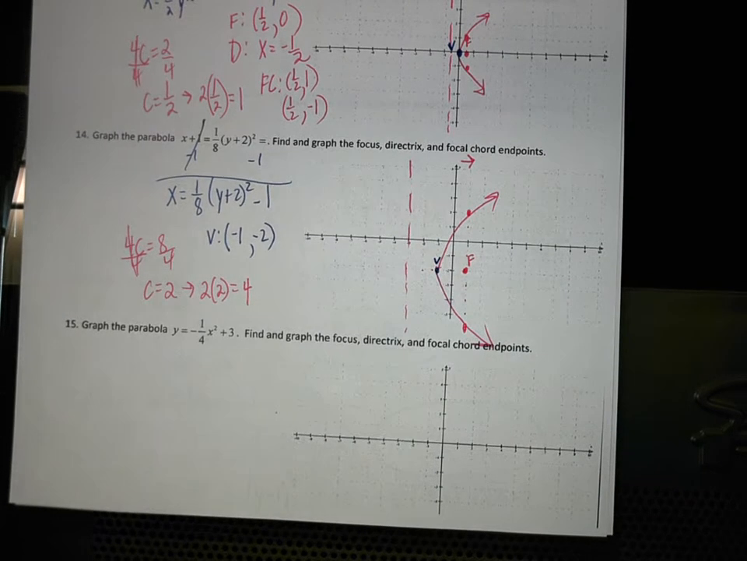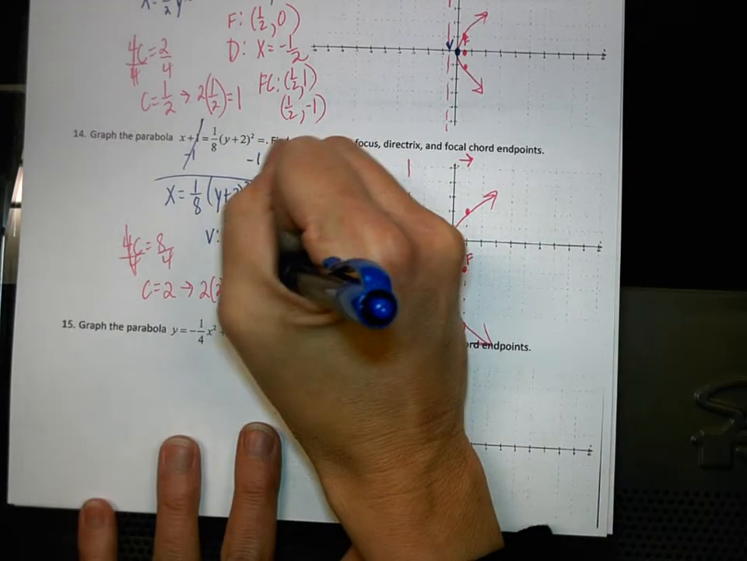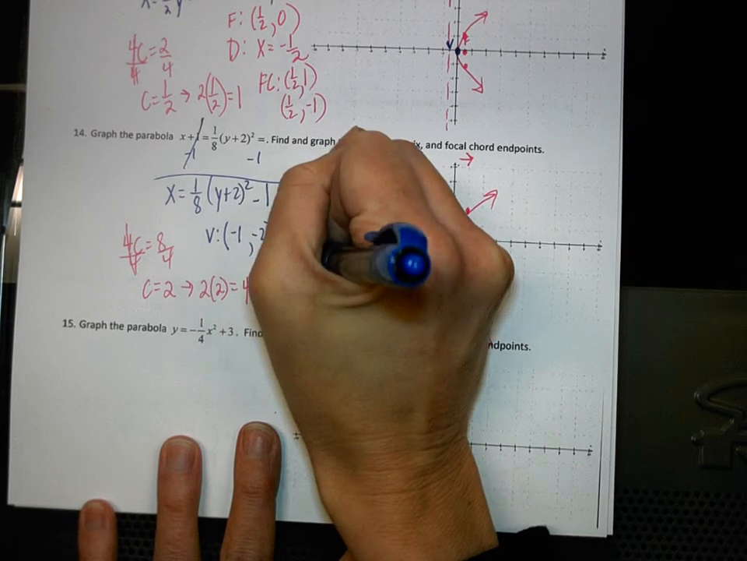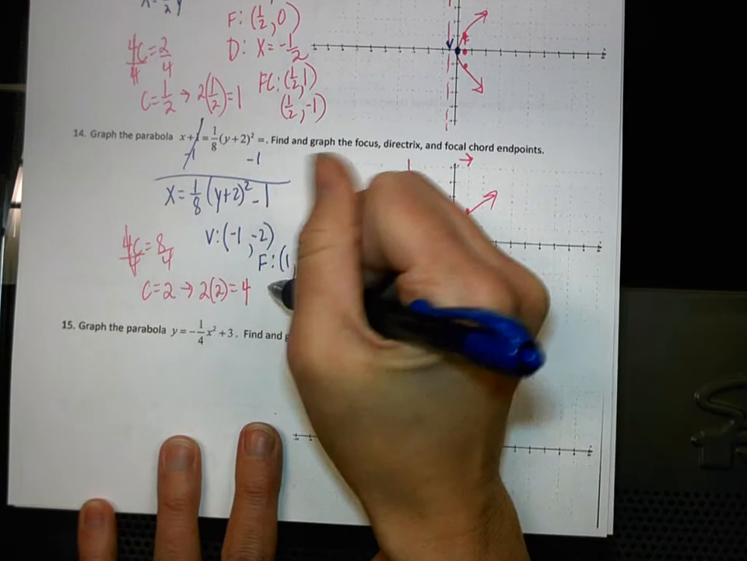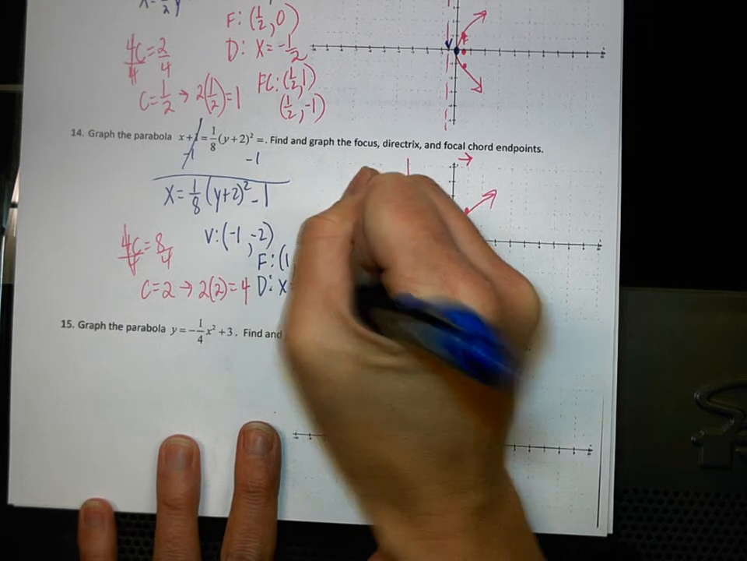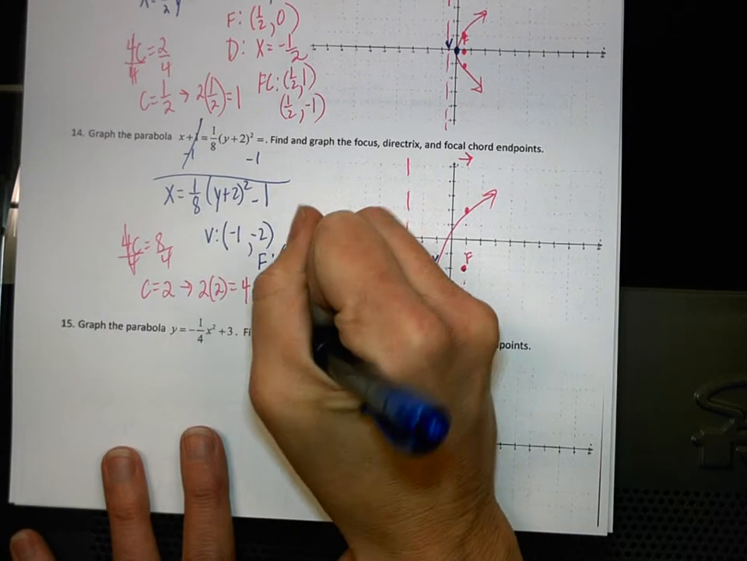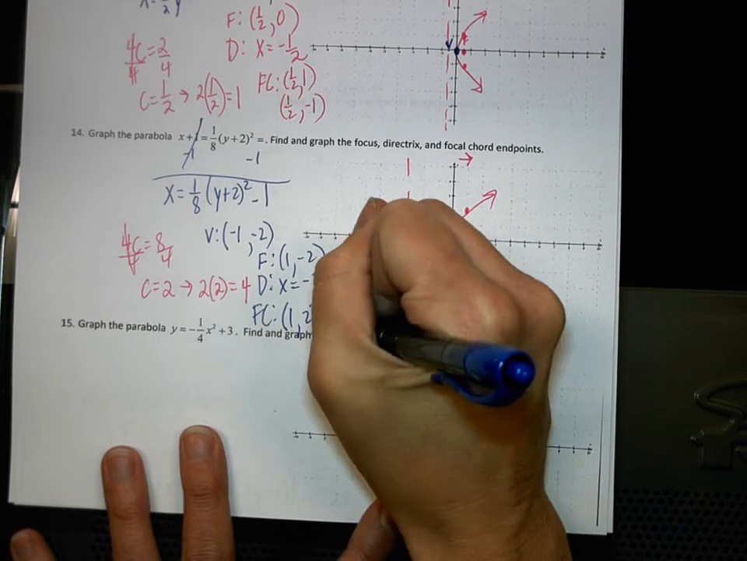Based on my information there, I know that my focus is at (1, -2). My directrix is at x equals -3. And my focal chord endpoints are at (1, 2) and (1, -6).